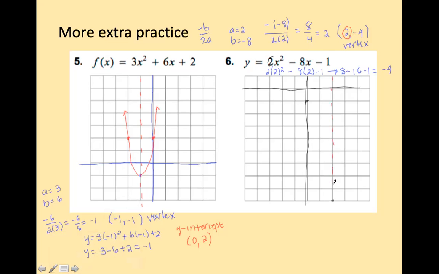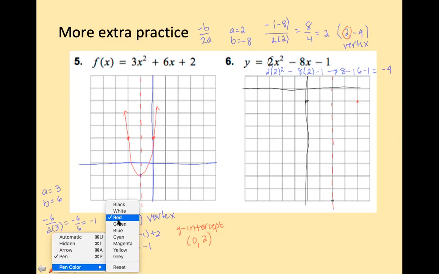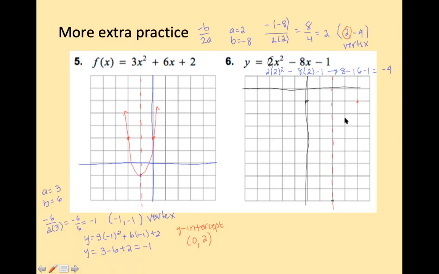Okay, so remember, if this is cutting the graph in half and I have a point 2 places to the left of the axis here, there must be a corresponding point 2 places to the right. So that gives me enough information to draw my parabola. I've got 3 points. That's plenty.